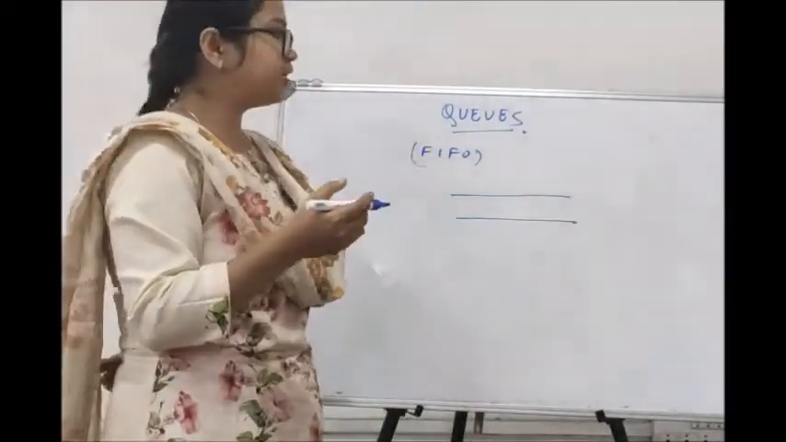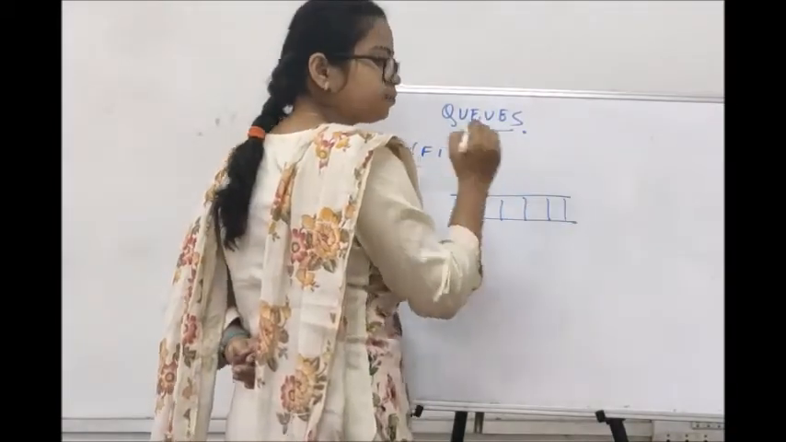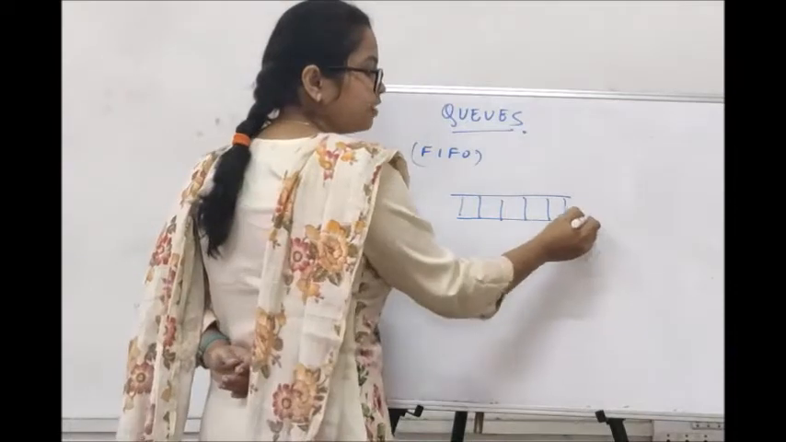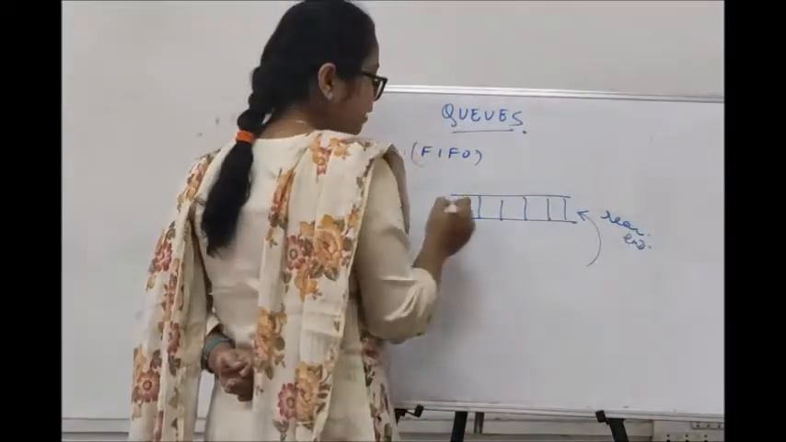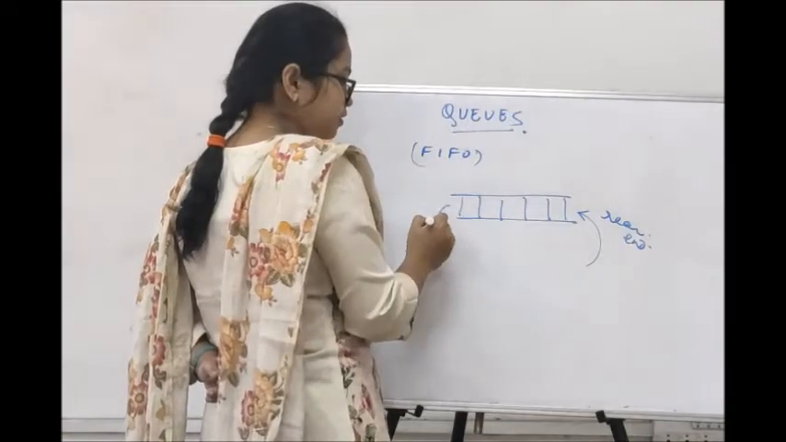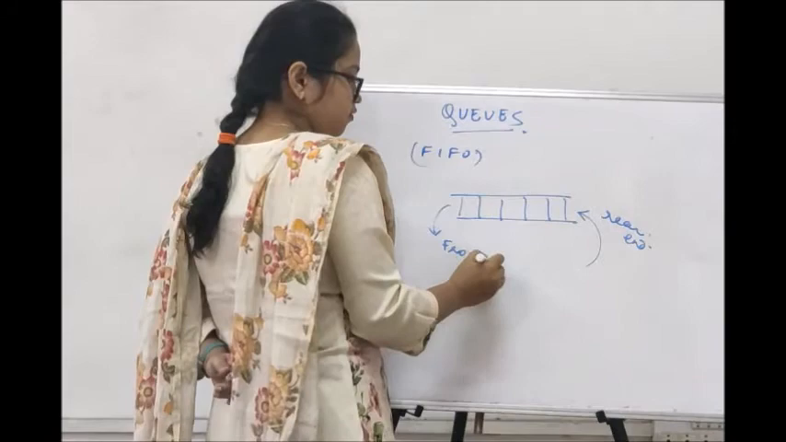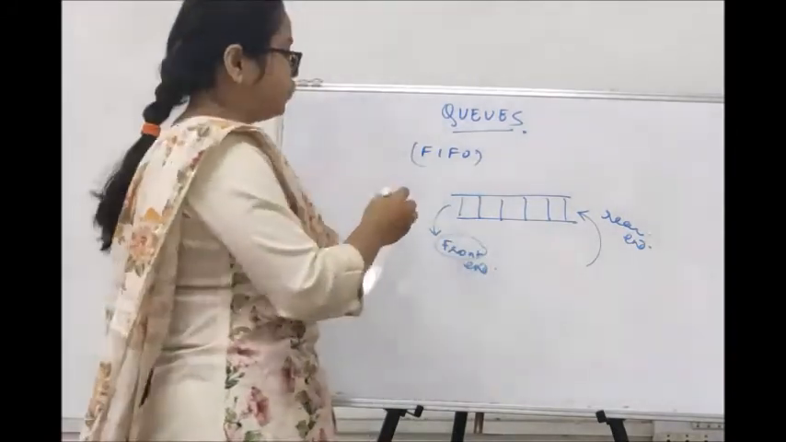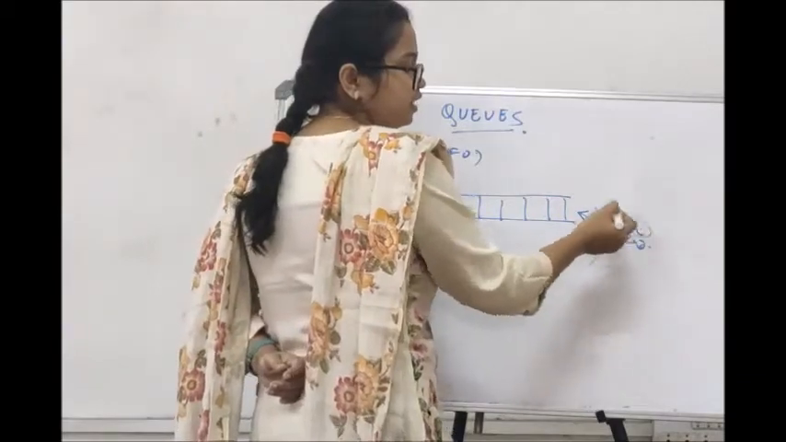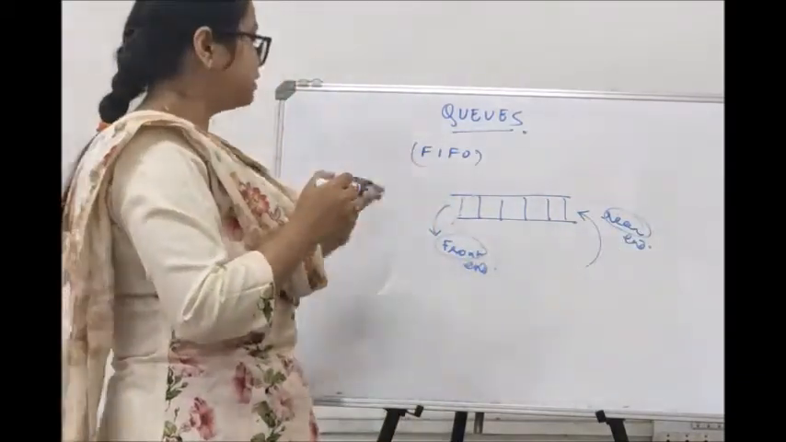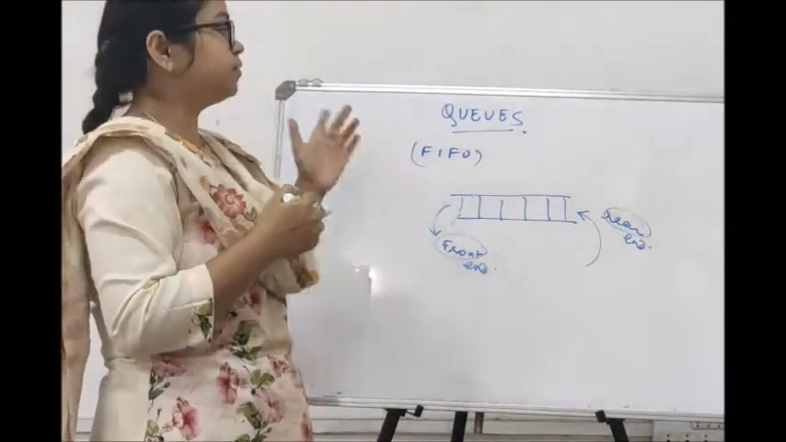We can describe it as a linear data structure in which insertion can happen from one end called rear end and deletion can occur at one end called front end. From the front we can delete data and from rear we can insert data. This is the nature of queue. So this is what pretty much happens in queue.